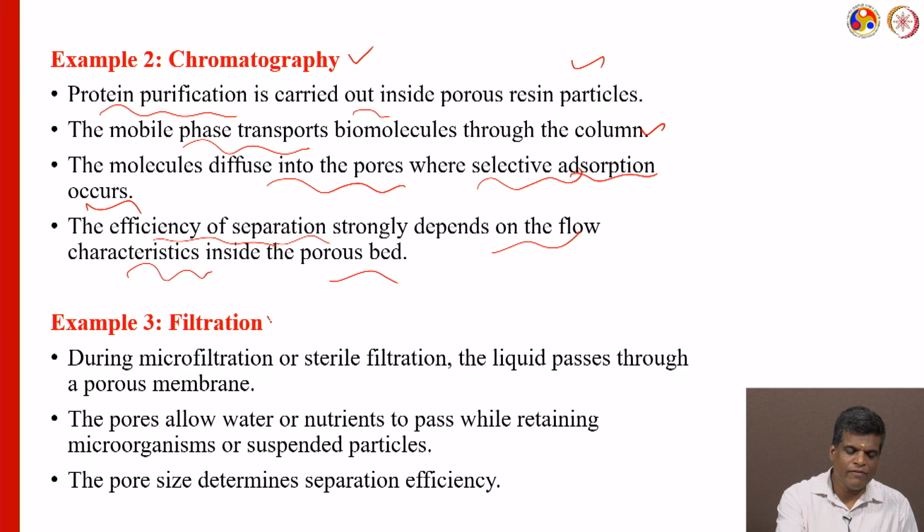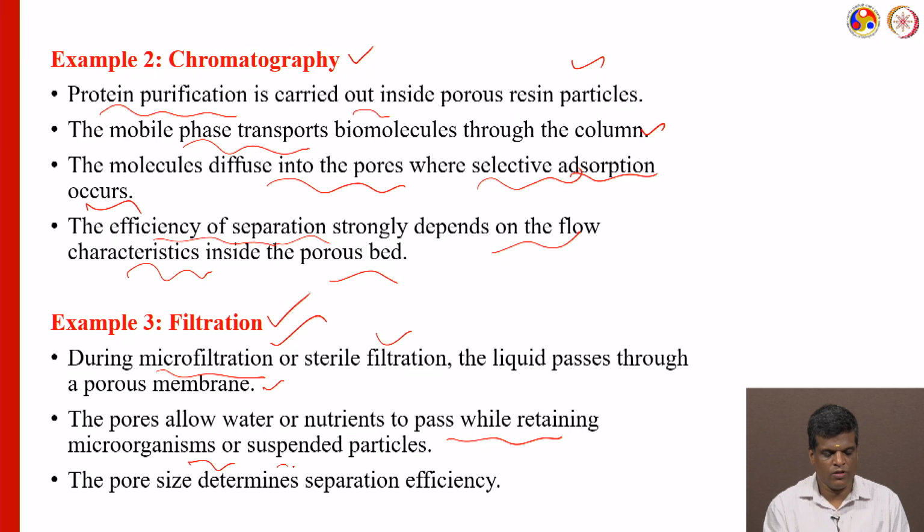The third example is filtration. There is micro, macro, and nanofiltration. During microfiltration or sterile filtration, the liquid passes through the porous membrane. The pores allow the water or nutrients to pass while retaining microorganisms or suspended particles. So, the pore size mainly determines the separation efficiency.